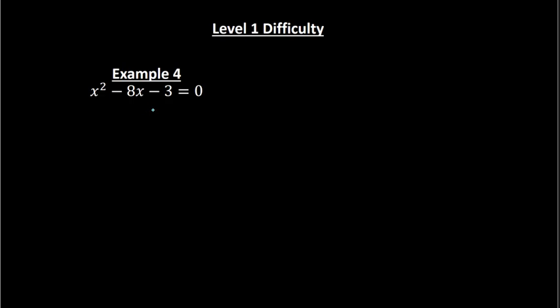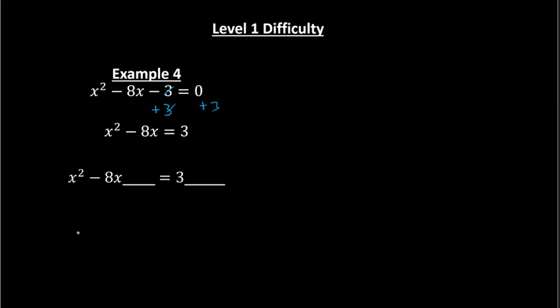So right now what I want to do is force this left side to be a perfect square. To do that, I need the constant on the right side. So move the constant to the right side. We see here this minus 3. Let's move it over to the right side by adding 3. So now we have x squared minus 8x equals 3. Now what I want to do is add something to both sides of the equation so that this left side will become a perfect square trinomial.